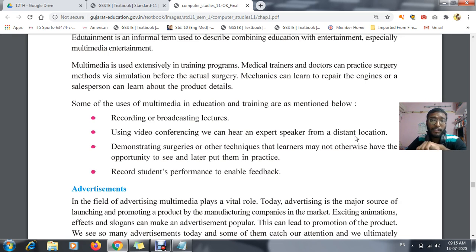Nowadays, due to corona, we all teachers are sitting at home. You are also sitting at home. So what we are doing, we are directly doing video conferencing, which is known as online classes. Demonstrating surgeries or other technical things.